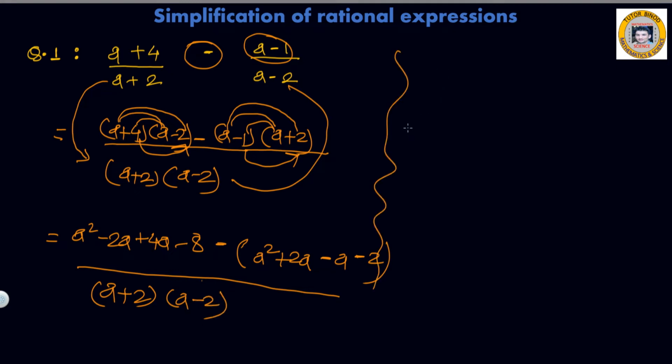Now let me do it over here. So the numerator part will be a square minus 2a. Minus 2a plus 4a is positive 2a. Let me write positive 2a, then followed by minus 8. Now minus times plus a square is minus a square. Similarly, we'll get positive a over here. If you subtract a from 2a, I'll get positive a, but if I multiply this with minus, I'll get negative a.